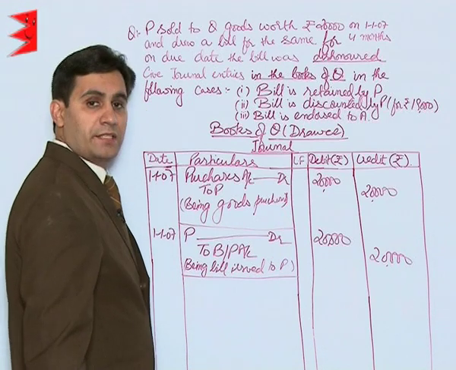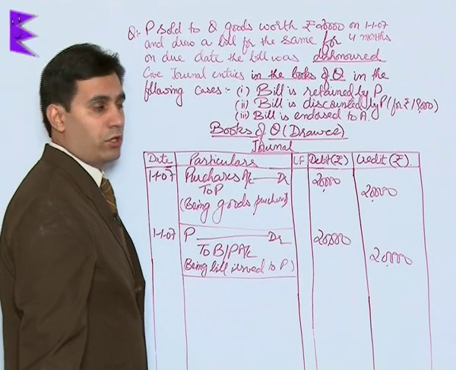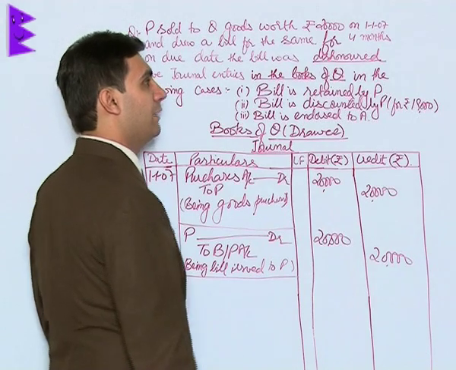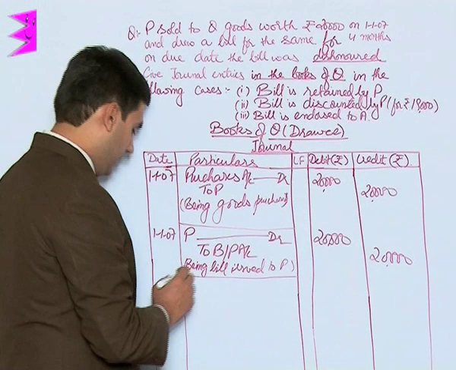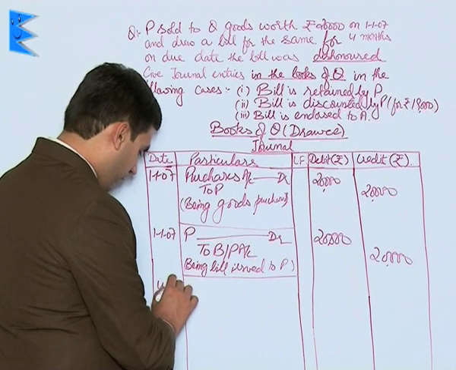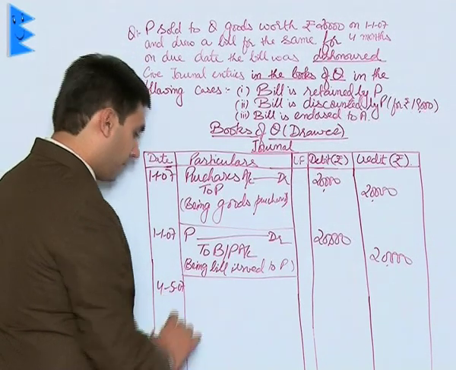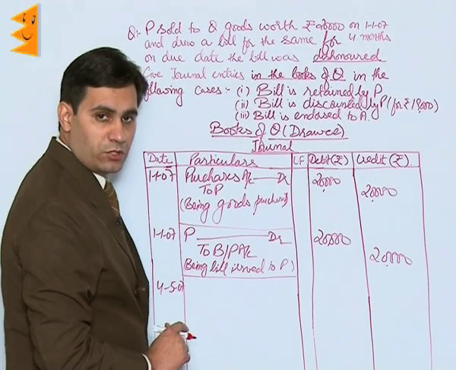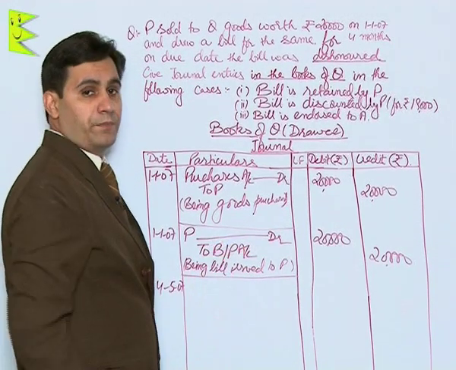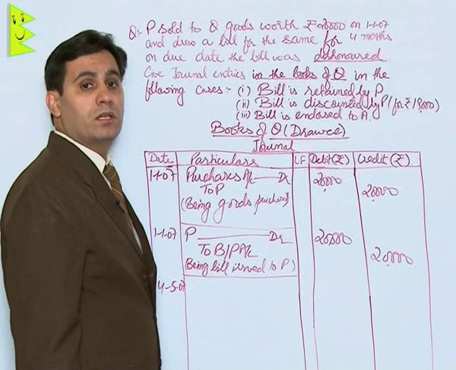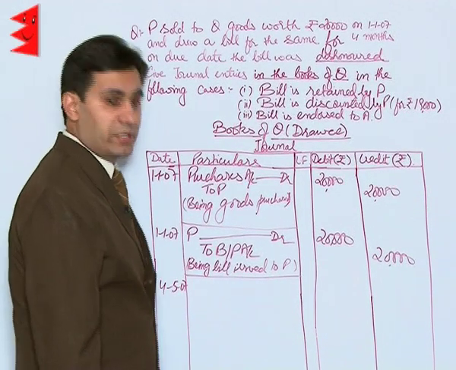Now on due date, this particular bill was dishonored. So the due date can be calculated by adding 4 months and 3 days of grace. That comes to 4th of May 2007. This bill was dishonored. That means the effect of this entry in which the bill was issued should be reversed.